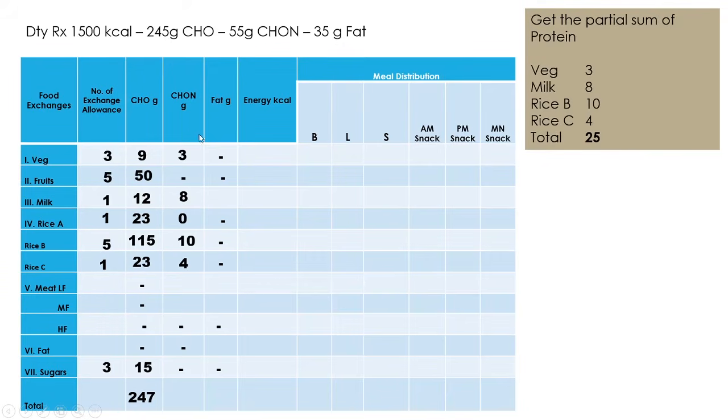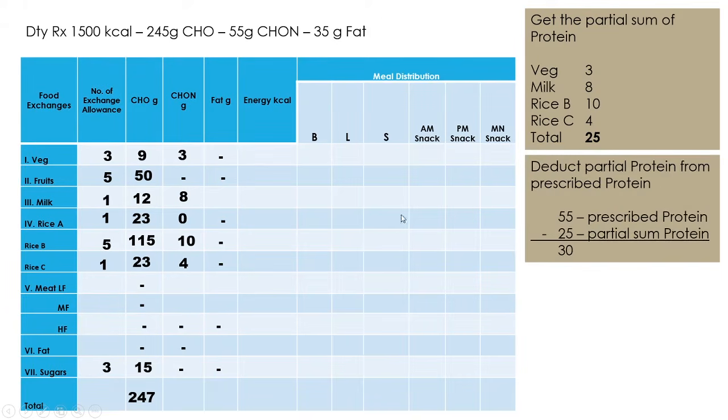So now that we have the proteins from the carbohydrates, we will get the proteins. We will get the partial sum again. So for vegetables, 3. For milk, 8. Rice B, 10. And rice C, 4. So the total is 25 grams.